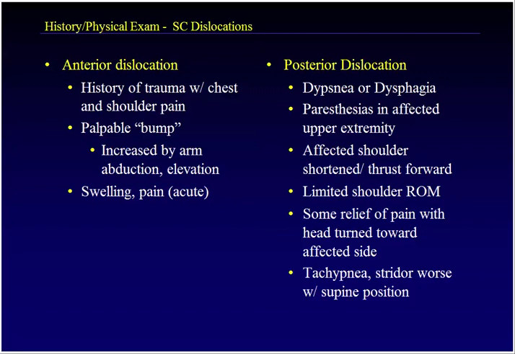Posterior dislocations can present with either dyspnea or dysphagia due to the fact that the medial end of the clavicle is now impinging on the mediastinal structures. They also can have paresthesias in the affected upper extremity due to the close correlation with the brachial plexus and vascular structures. The affected shoulder will be shortened and thrust forward. The patients will have limited shoulder range of motion. They often will get relief of pain if you turn their head toward the affected side. And again, they can have significant pulmonary complications related to this injury.